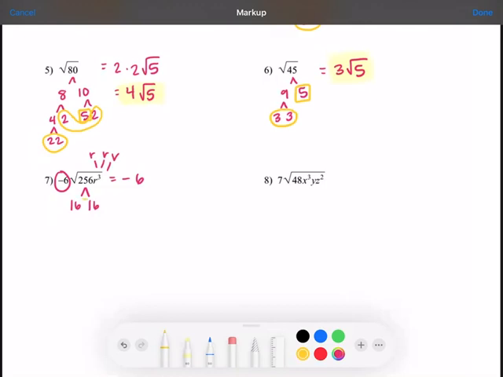If I have r cubed, that means I have 3 r's. So when I make my pairs, I have a pair of 16s, I have a pair of r's, and I have 1 r left over. So if I take out the 16s, I take out the r, and I leave behind this r, I should be able to get my final answer. -6 times 16 is -96 r square root of r.